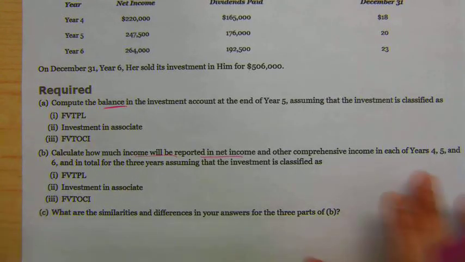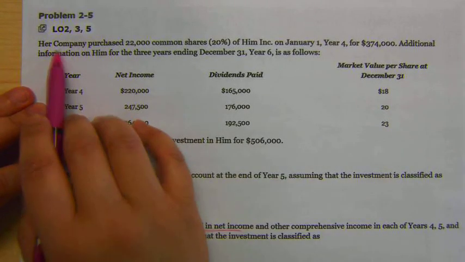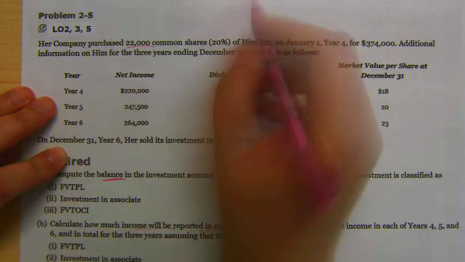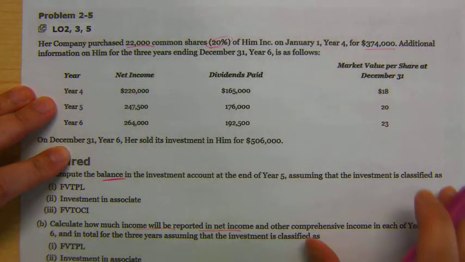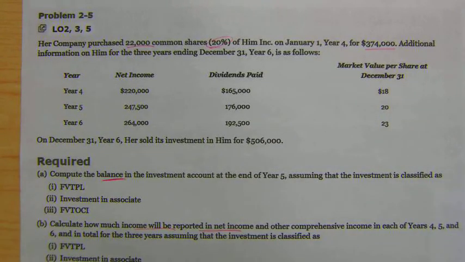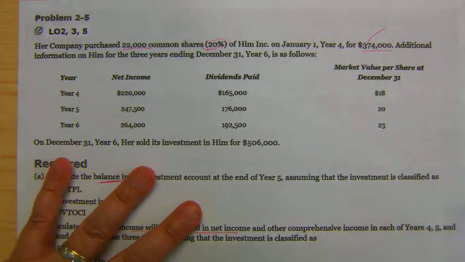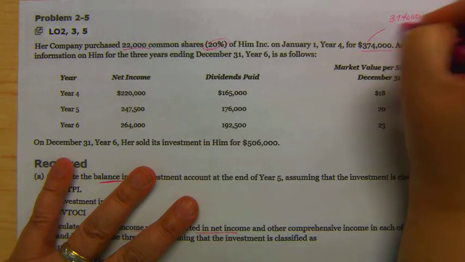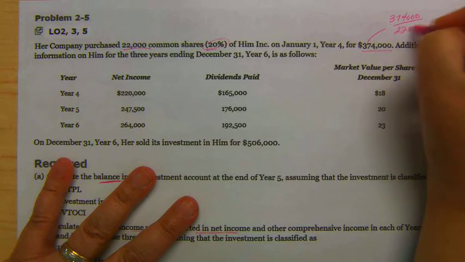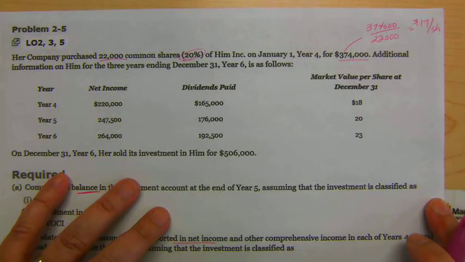So, just to get started on here, her company purchased 22,000 common shares, 20%, January 1st, year 4 for $3.74. So it's always nice to have the per share price, so I always calculate that. And of course, you guys don't have to. $3.74 by 22,000 is $17 per share. Sorry, that's a little tight there.